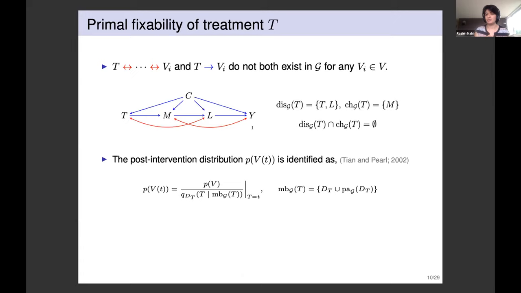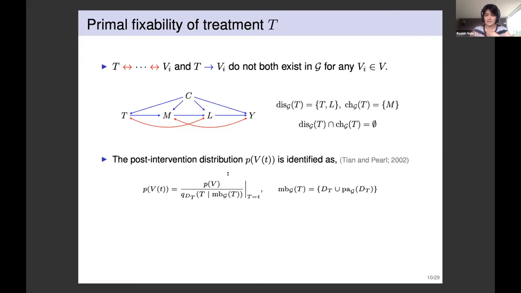distribution P of V given do T, where we intervene on the treatment and we are interested in the effect of the treatment on all the other variables on the graph, is going to be identified when the treatment is primal fixable. In other words, primal fixability provides a sufficient and necessary condition for the identification of this post-intervention distribution. So when the treatment is primal fixable, this is going to be identified like so.